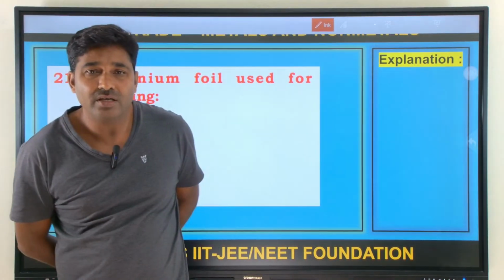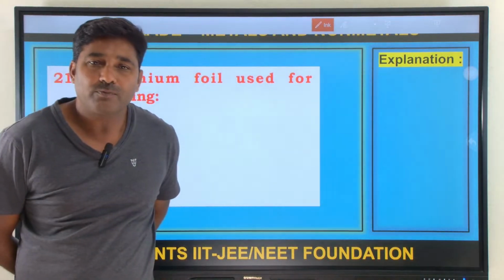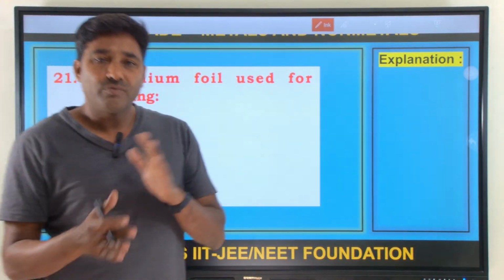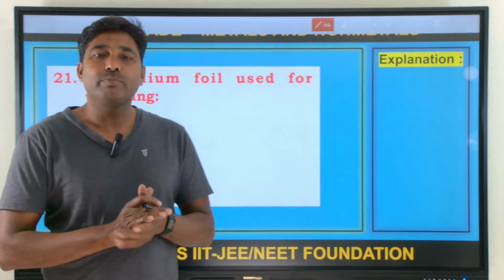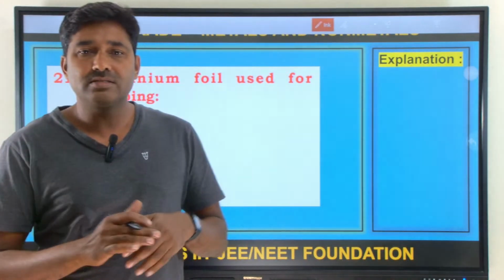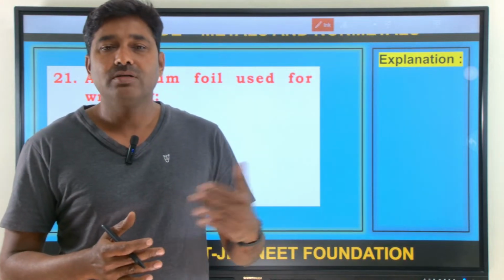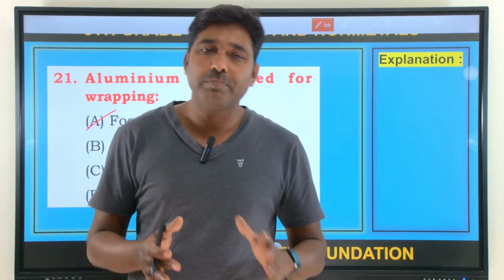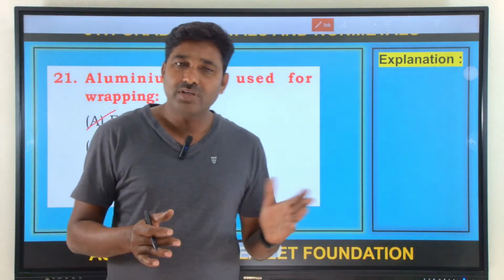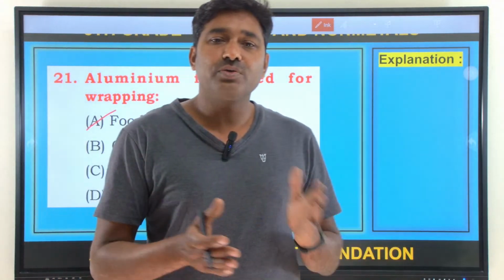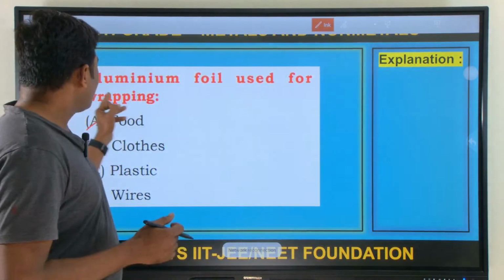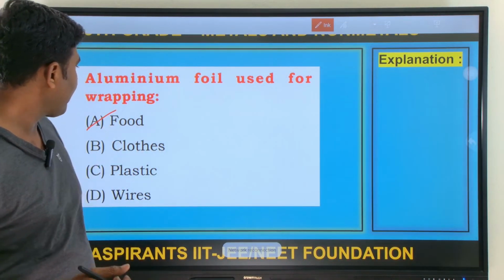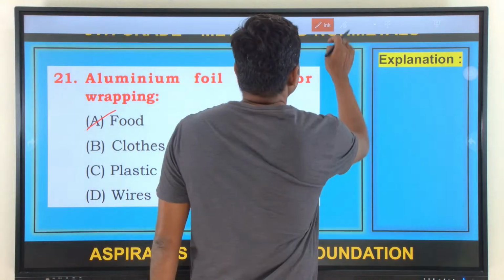Simple. Aluminium acts as a barrier for oxygen, light and moisture. When we pack the food material in aluminium foil, it does not allow light, moisture or oxygen into the food item. In that way it prevents the spoilage of the food. So that is why we use aluminium foil in food packaging. Okay. Next question.